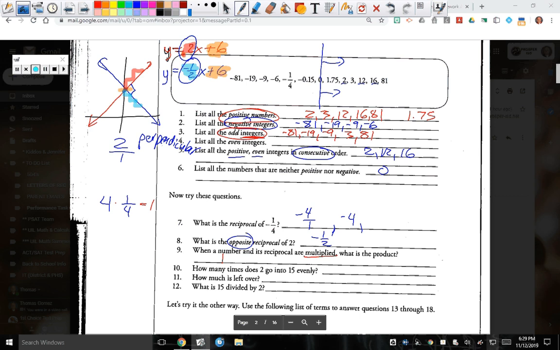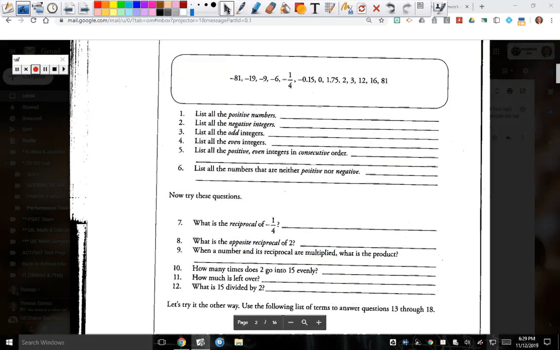Okay? How many times does 2 go into 15 evenly? 7. How much is left over? 1. What is 15 divided by 2? 7.5. What's another way you could write that? Not 7/2, but 15/2, right? Or, I see what you're saying now, 7 1/2. And if I convert this to an improper fraction, yep, Texas two-step, 2 times 7 is 14, plus the 1 is 15, so it'd be 15 over 2. You good? Got to get the fundamentals out of the way for sure. All right, so let's keep going.